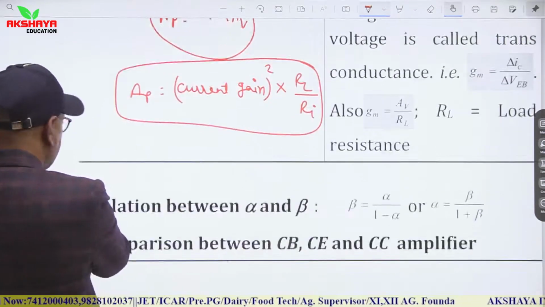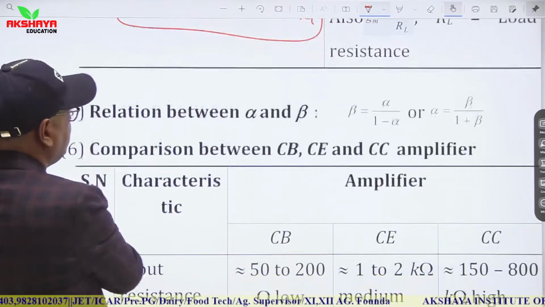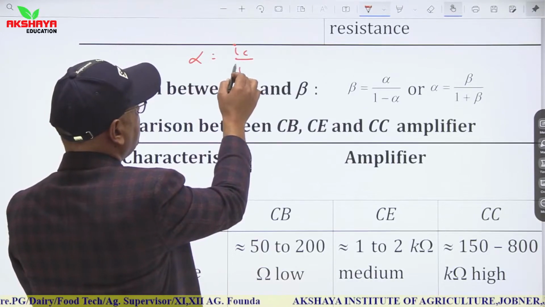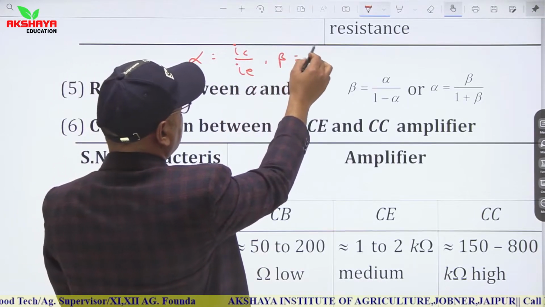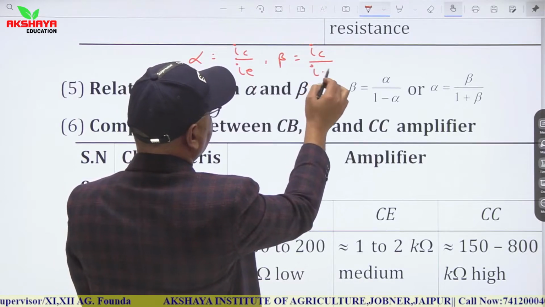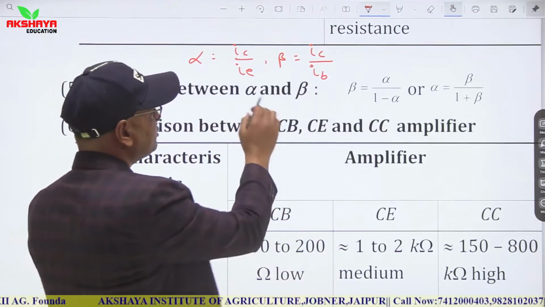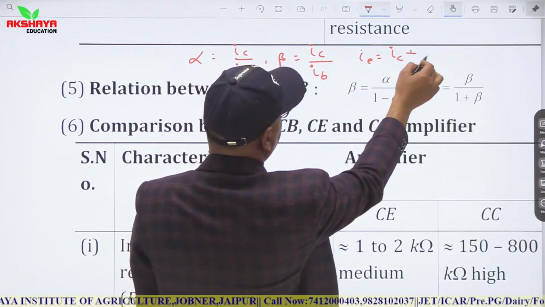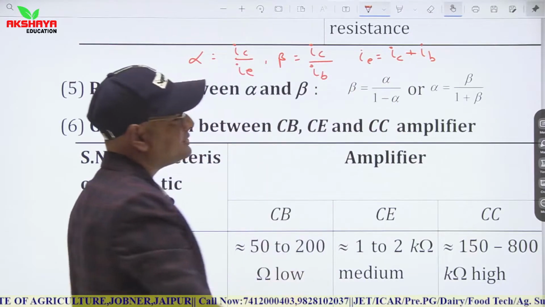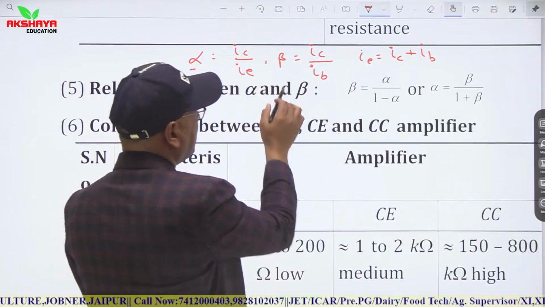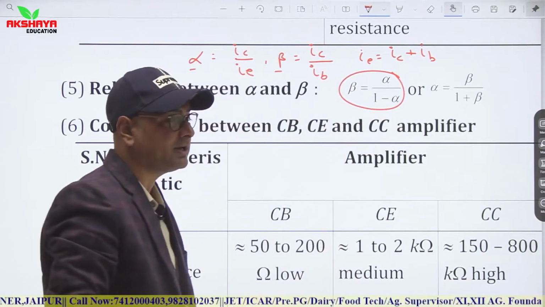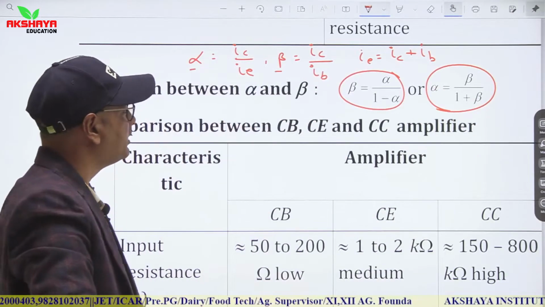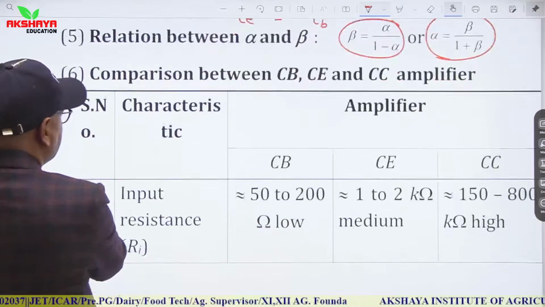Now let us talk about relation between alpha and beta. So here we know that alpha is equal to IC upon IE and beta is equal to IC upon IB. And another relation we know that IE is equal to IC plus IB. So by using these three relations, we can establish relation between alpha and beta, which is beta is equal to alpha upon 1 minus alpha, or alpha is equal to beta upon 1 plus beta. This is also used to calculate different values in given numericals.